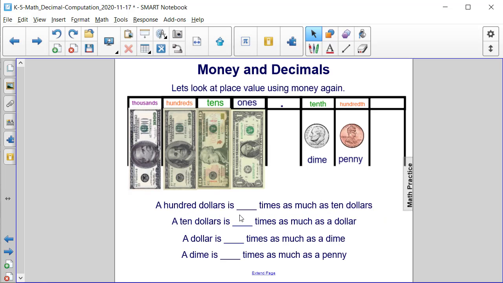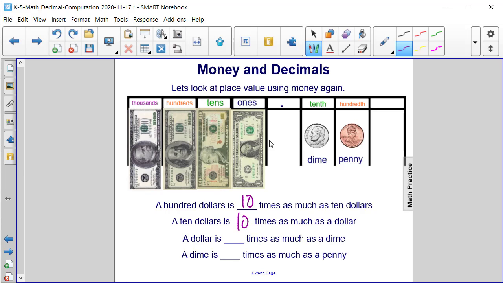Let's look at place value using money again. $100 is how many times as much as $10? Well, it's 10 times that value, because 10 $10 bills will give you $100. And then $10 is how many times as much as a dollar? It's 10 times as much.